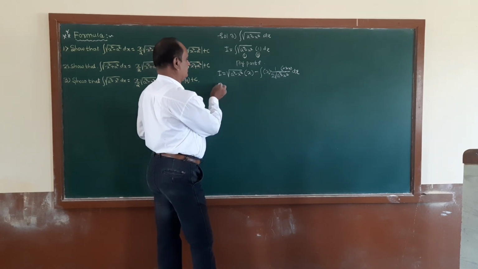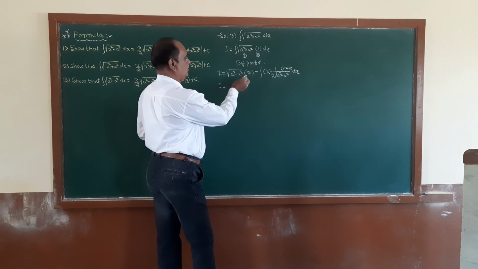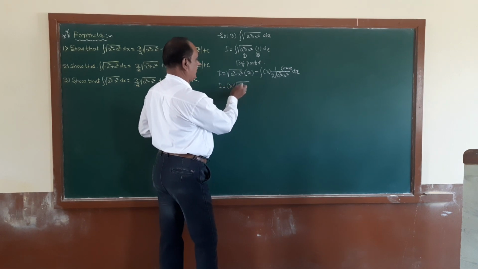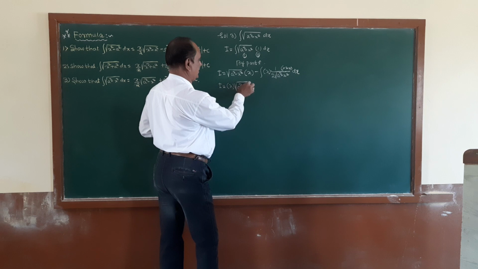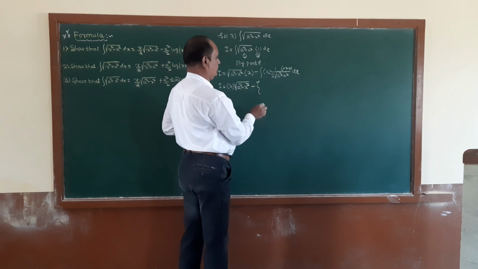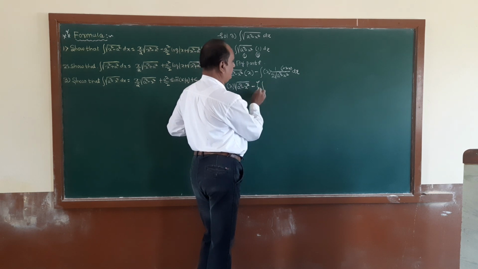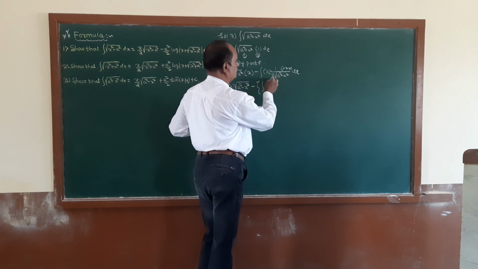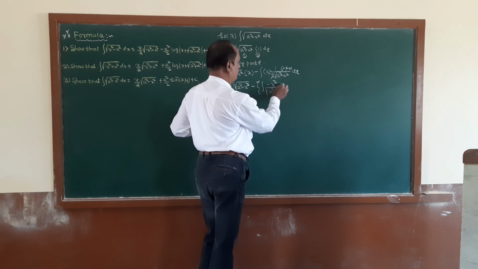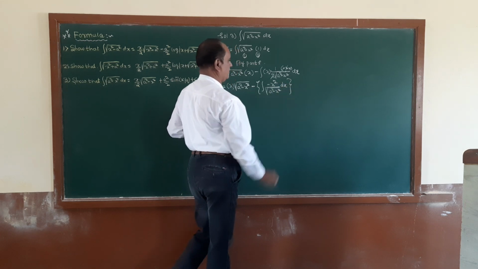Again, you have to write it in the simplest form. I is equal to x into the square root of a square minus x square as it is, and then minus, inside the flower bracket, the 2 gets cancelled. So minus x, minus x square, divided by the denominator, the square root of a square minus x square, dx. So the flower bracket is complete.